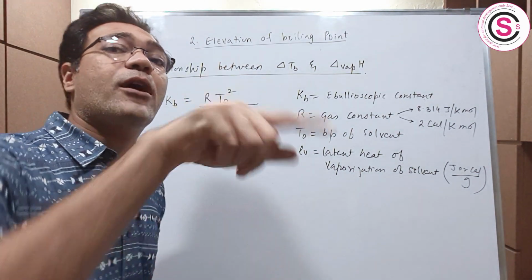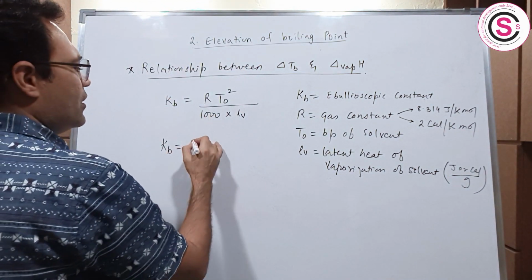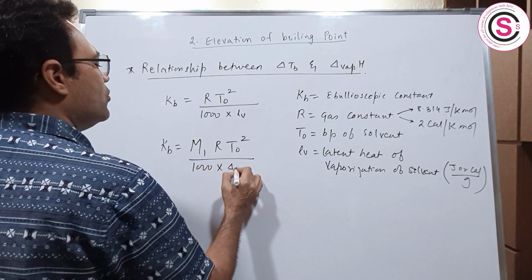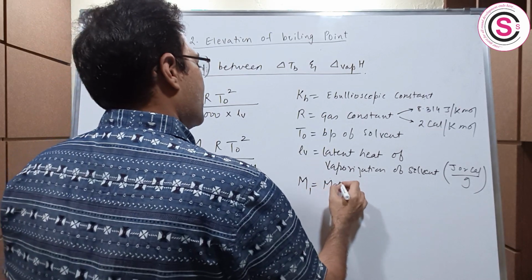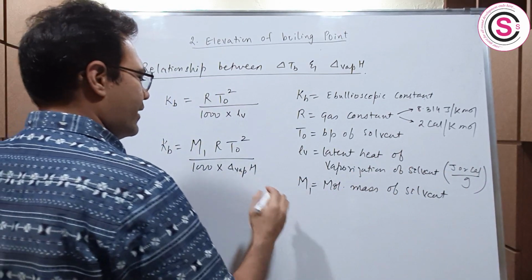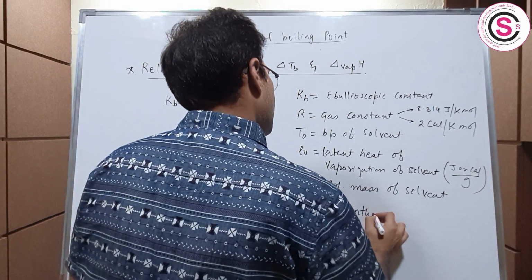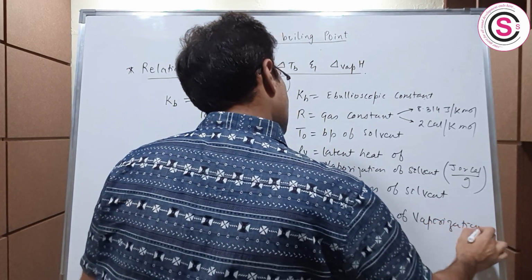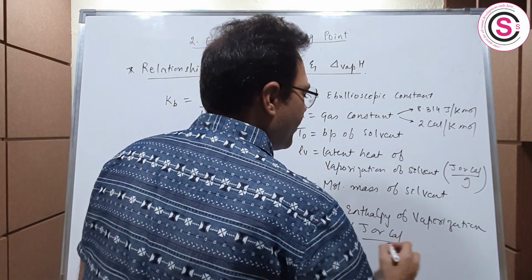Now students, sometimes they may give you this latent heat in joule or calorie per mole. In place of gram, there may be mole. So now in that case, the modified equation becomes Kb equal to M1 RT0 square upon 1000 into delta H vaporization, where M1 is molecular mass of solvent and delta H vaporization is enthalpy of vaporization.